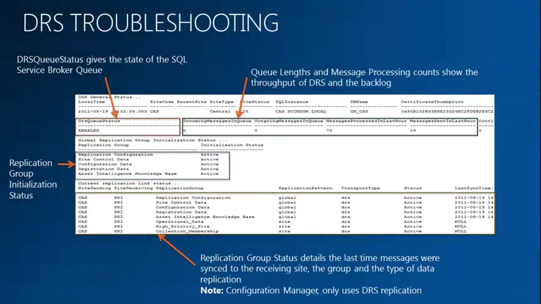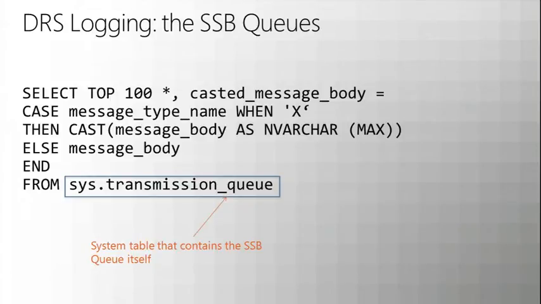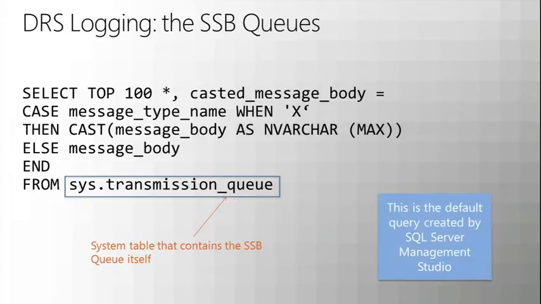Replication group status is the status of all the various replication groups with the links between the sites, so you can determine what's going on between those two sites. And again, we only use DRS now for transport type. That's how you can view the SSB queues. Take a look at that. And that's the actual system table with the transmission queues. This is the default query created when you right-click and view queues on. I'll show you that in a second.